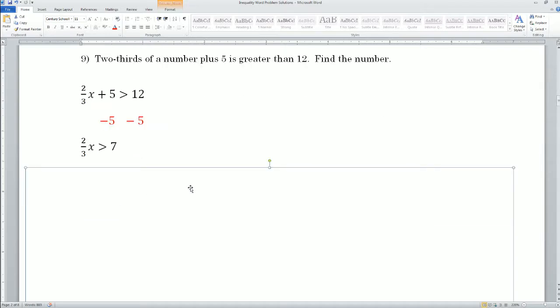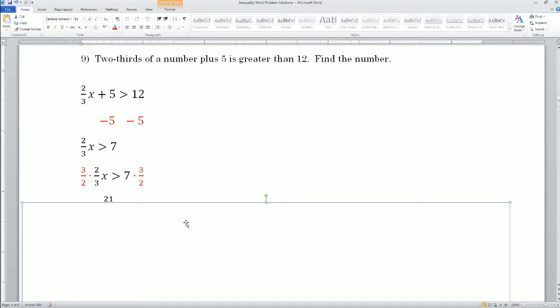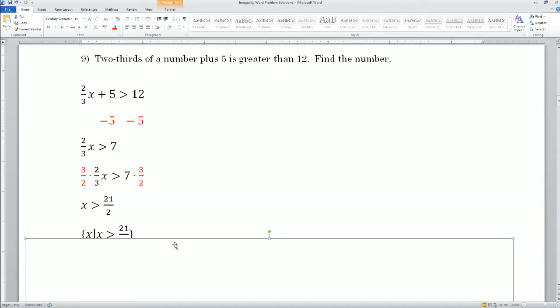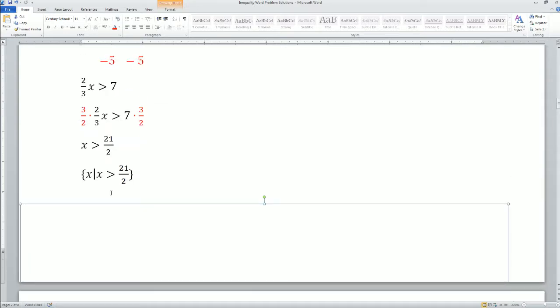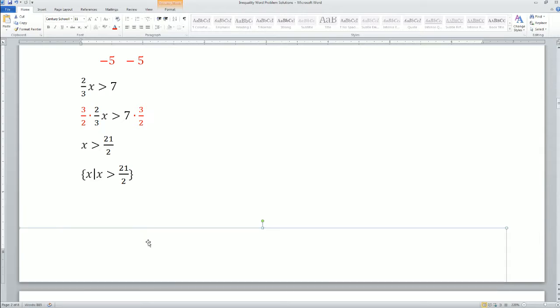You could first multiply by 3, then divide by 2, or you can just multiply by 3 over 2. Right, x is greater than 21 over 2. So the solution would be x is greater than 21 over 2. I think that is roughly 10.5, so 11 would work.